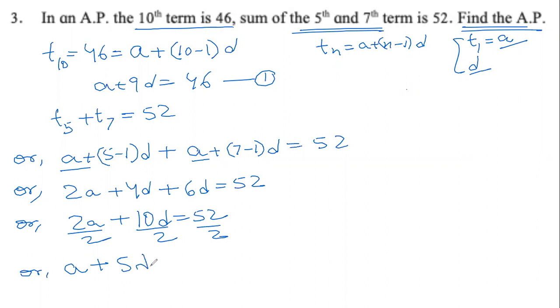So 5d. 52 by 2 is 26. This is equation 2. You have equation 1. You have equation 2. Very clearly, the coefficient of a is same. So it can be very easily solved by elimination method. You find the value of d. Then you find the value of a.